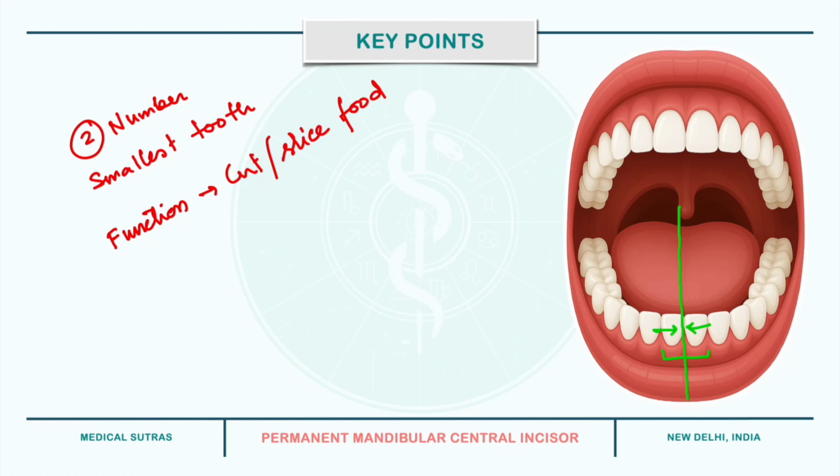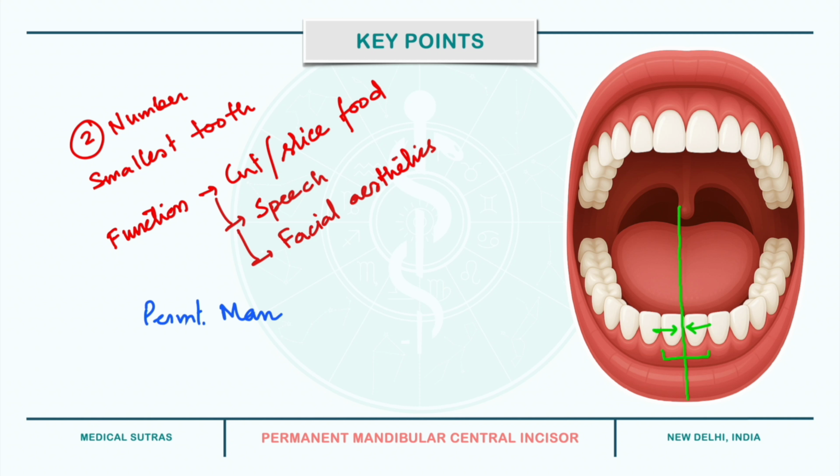They also play a vital role in our speech through proper articulation of words and are essential for maintaining good facial aesthetics. So, if we look at the nomenclature, that is permanent mandibular central incisor, it provides complete information about the type of dentition, positioning of the tooth and its function.